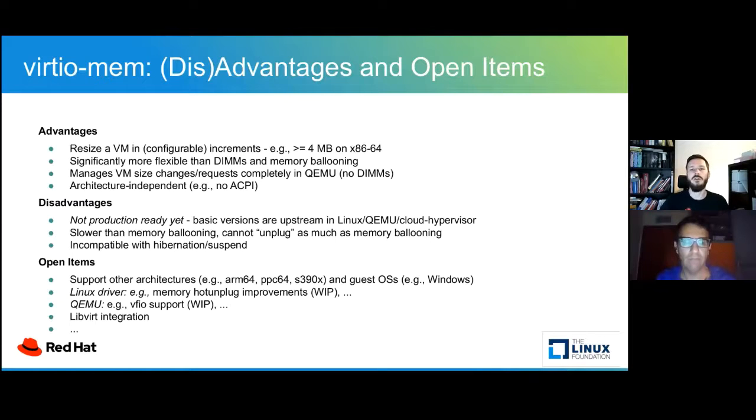So what are the advantages and disadvantages? Advantages are obviously that you can resize a virtual machine in fairly small increments. Right now with Linux guests on x86-64, you can resize in 4 MB granularity. Also, it's significantly more flexible than DIMMs and also significantly more flexible than memory ballooning. For example, memory ballooning does not support NUMA, and with DIMMs you have quite some granularity restrictions. Also, virtio-mem is able to manage VM size changes completely inside QEMU, so you don't have to mess with any DIMMs or anything else. All you do is request changes to the size of a virtio-mem device and see what happens.